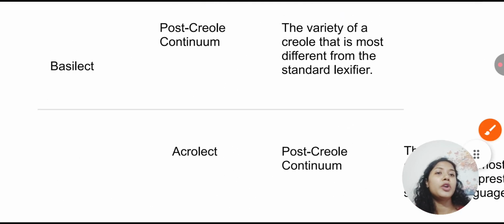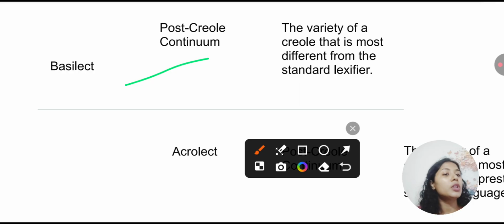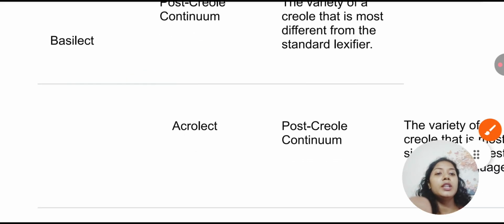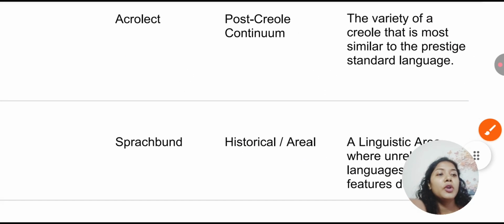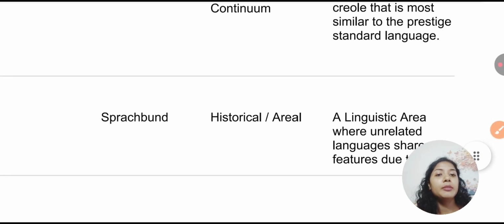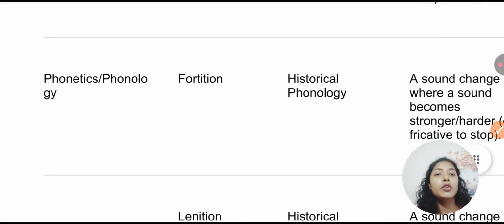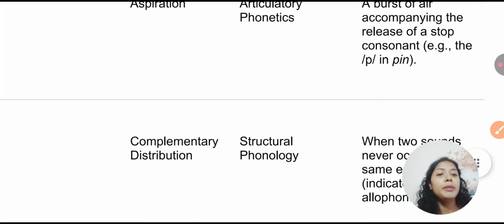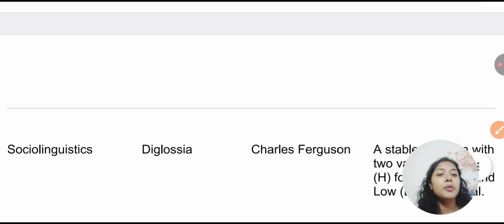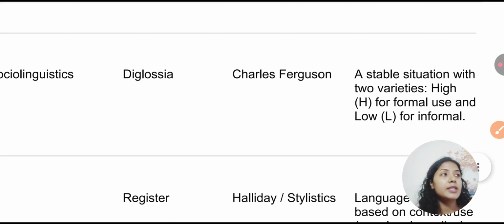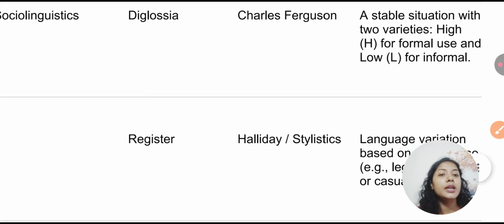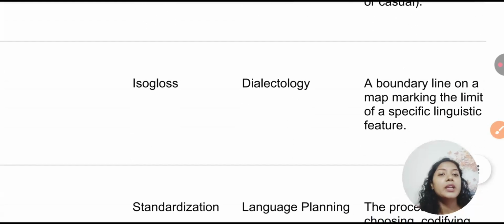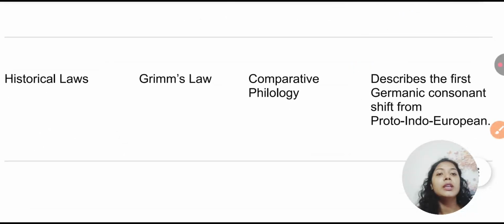Basilect is also important. It is also called the post-Creole continuum, the variety of a Creole that is most different from the standard lexifier. In basilect you study the acrolect, very important everyone. Sprachbund. Then you study in phonetics phoneme, partition, lenition, aspiration, complementary distribution. These are the important terms, literary devices that you must know. Diglossia, register, ये आपका आ चुका है. Isogloss, standardization, Grimm's law.